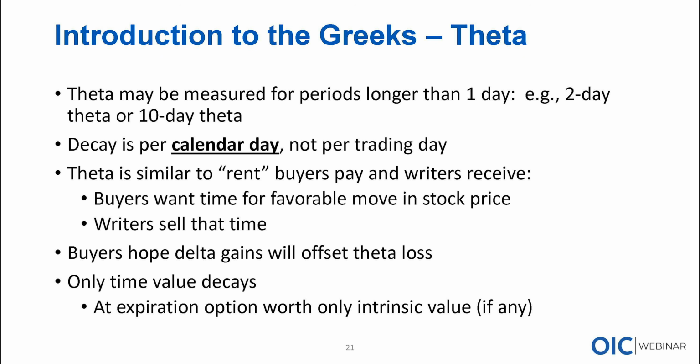So at expiration, theta is going to be the fastest. You're going to get 100% decay because in the morning on expiration Friday, let's say the option might be worth 25 cents. By the end of the day, if it expires worthless, it's lost 100% of its value. And we'll look at that graphically in just a moment.